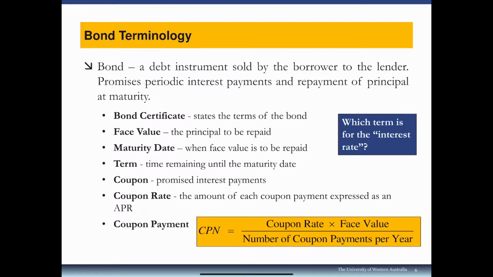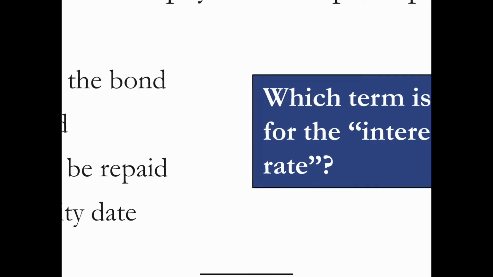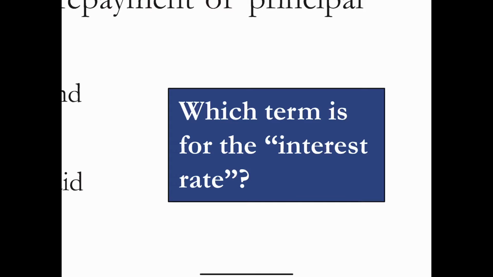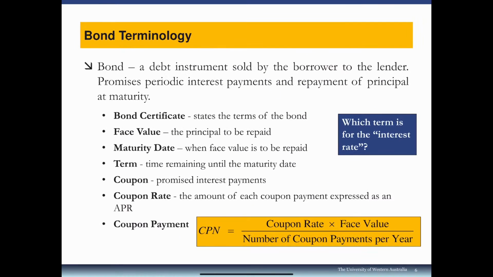But let me just pause for a second and get you to think about this important question. In finance, we talk about interest rate. We spent a whole week dealing with interest rate last week. But which term on this slide is for the interest rate, the time value of money? You can pause the video, or you can just think along. Which one? Is it the bond certificate? Is it the face value? Is it the maturity date? Is it the term? Is it the coupon rate, coupon payment?